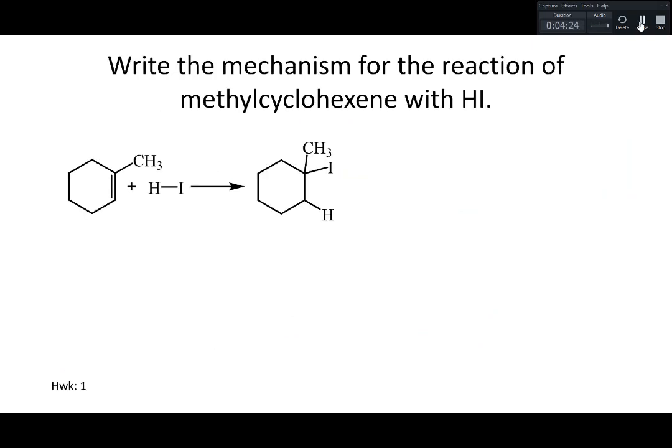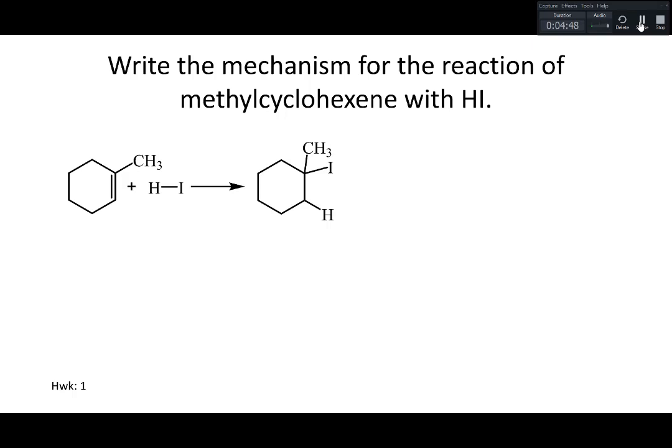Now what I wanted to do is walk you through this mechanism. This is similar to question 1. And sometimes when you're asked to draw a mechanism, you're given both the reactants and the products. And sometimes you're not given the products and you have to figure out what the product is and then you have to draw the mechanism. But in this case, we're given the structure of the product.